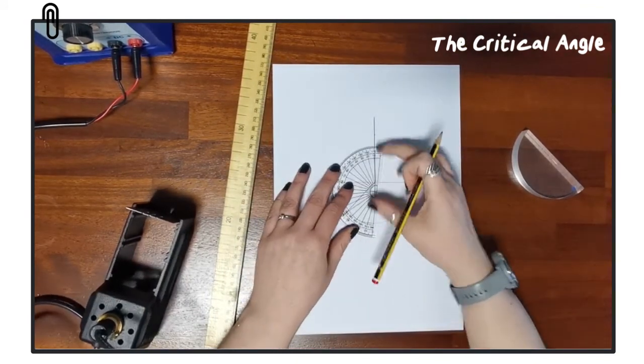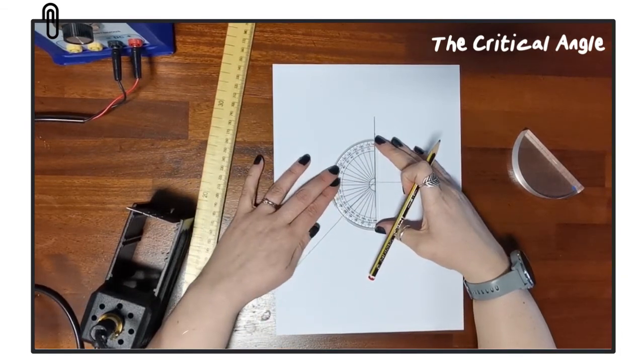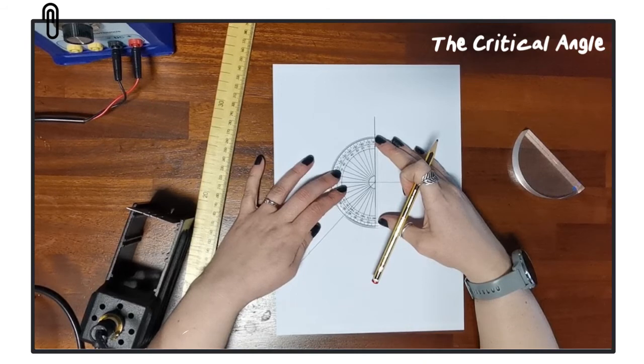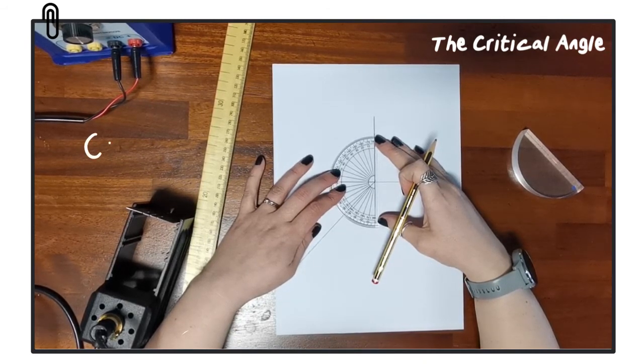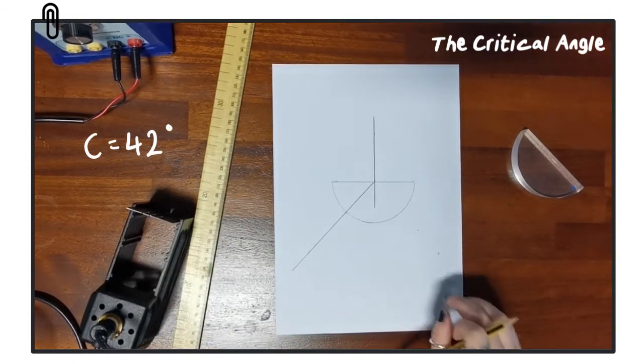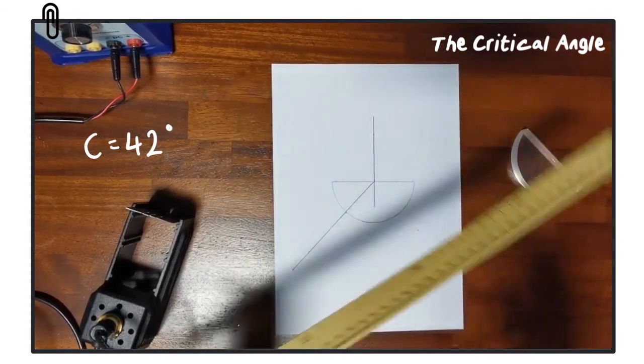We can use a protractor then to measure this angle. This angle is the critical angle. So lining it up with the normal, this angle works out to be 42 degrees. So that means that an angle of incidence of 42 degrees will cause an angle of refraction of 90.